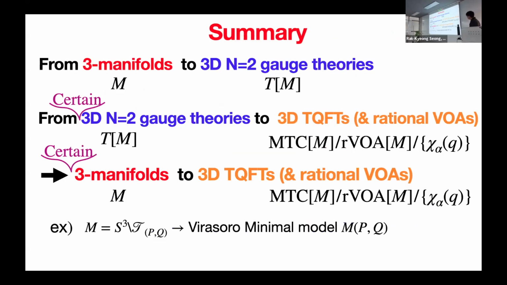So let me summarize. This is the conclusion. I explained the 3D-3D correspondence, which relates a three-manifold to a 3D N=2 theory, and I also explained the recent development of assigning a modular tensor category and the rational VOA or its characters from the 3D N=2 theory. With a certain right choice of 3D N=2 theory, combined with this, we can assign a three-manifold to this rational VOA. One nice example is the torus knot case, which gives the Virasoro minimal model. It's nice that they are all labeled by P and Q, and they are all the same.